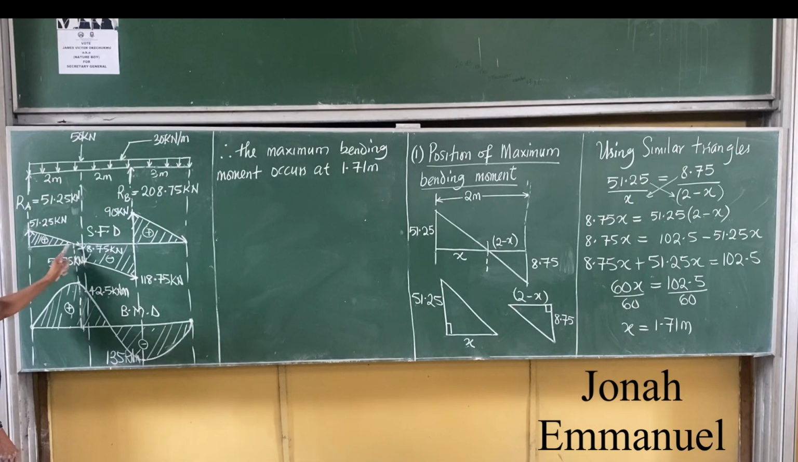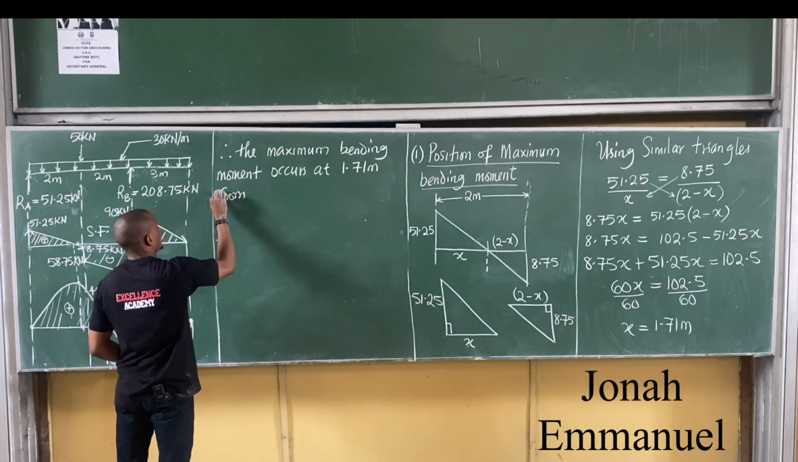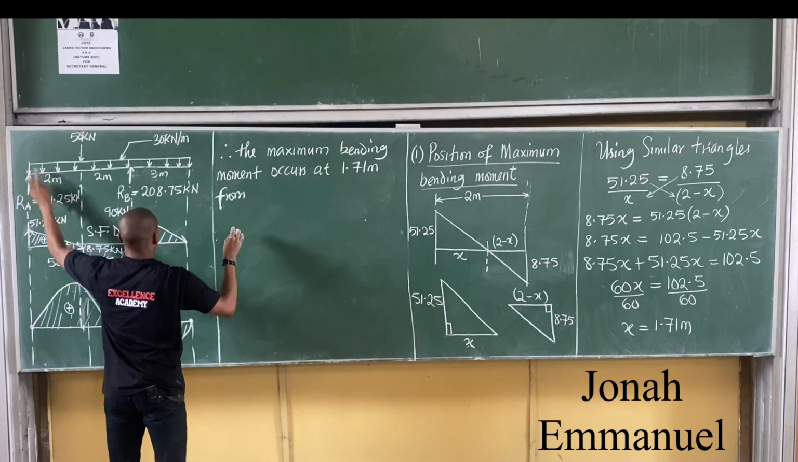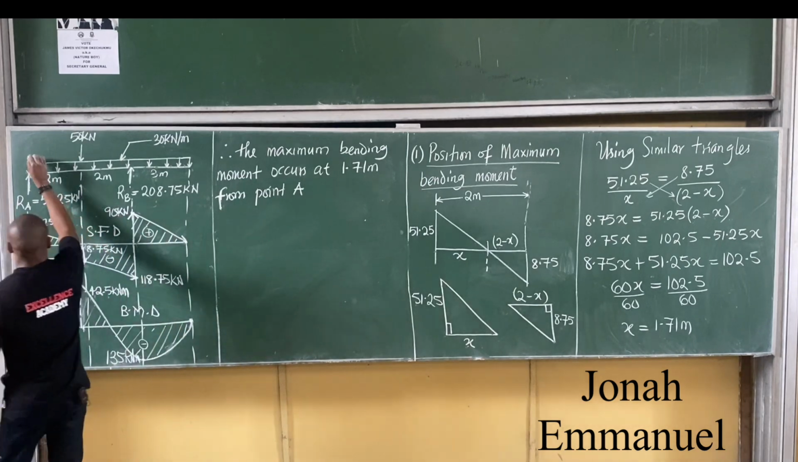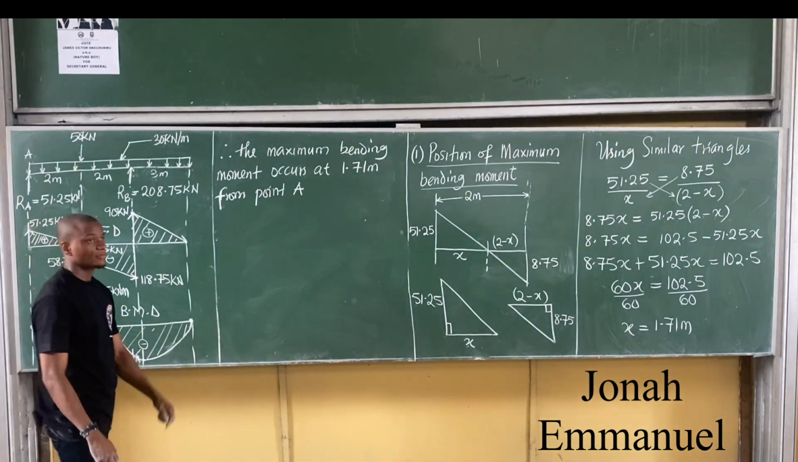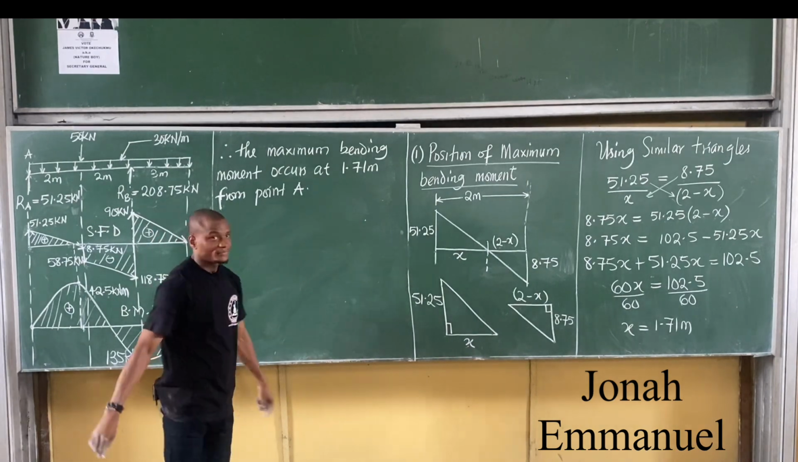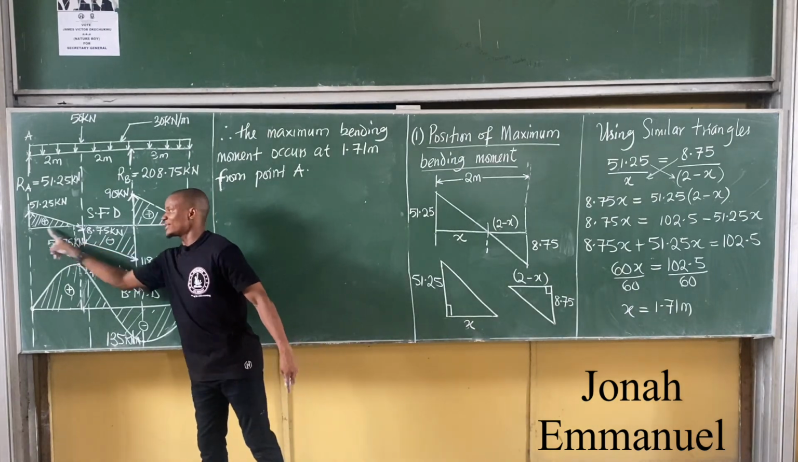Question: is it from my left or from my right? From the left. From point A. So this was what we call A. It becomes 1.71. You can say 1.71 meters from the left, or perhaps 1.71 from A. That's it. So we've gotten the position of maximum bending moment. It's 1.71 meters from A.